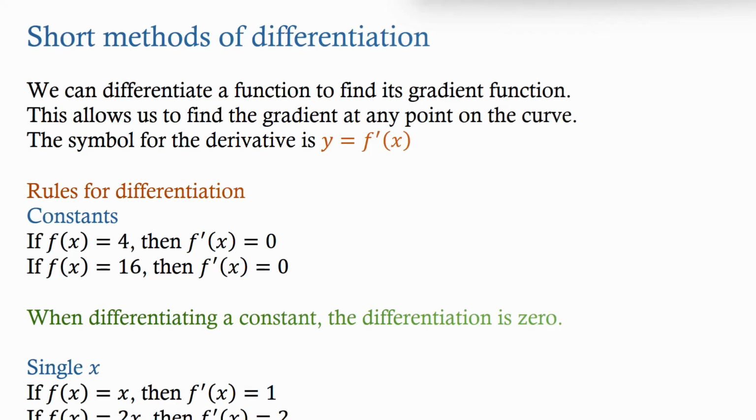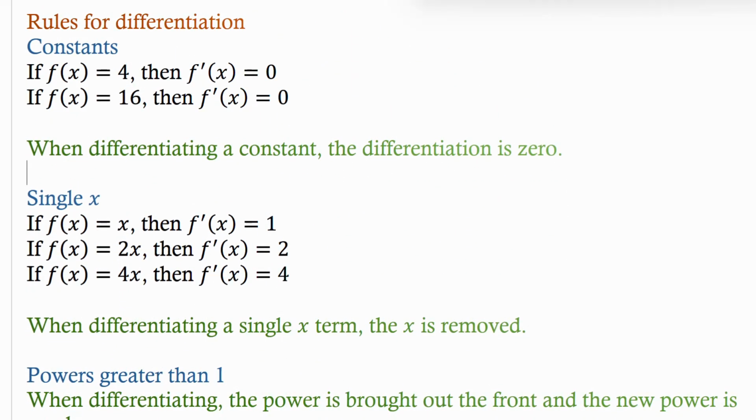There are certain rules. The first rule for differentiation that we're focusing on is when it's a constant. Let's say we have a function f(x) equals 4. If I differentiate that, it equals 0. Another function, f(x) equals 16, differentiates to 0. So the common trend is that when you're differentiating a constant, the derivative is 0. What this means is if there's no x, then the number disappears.